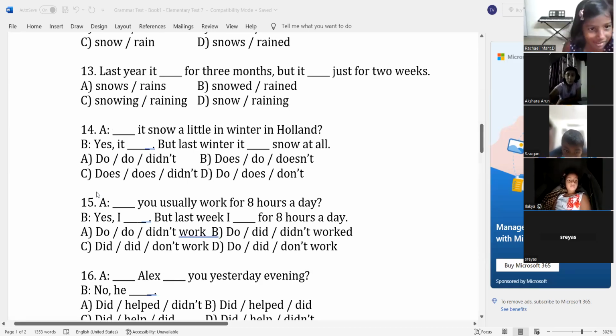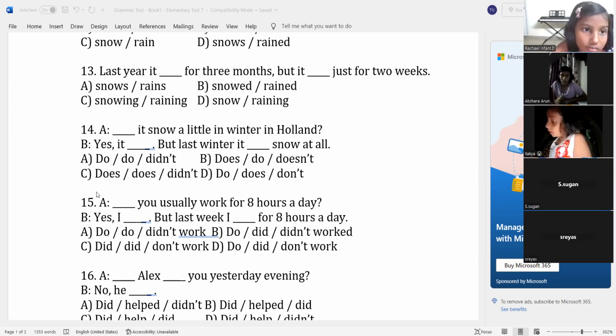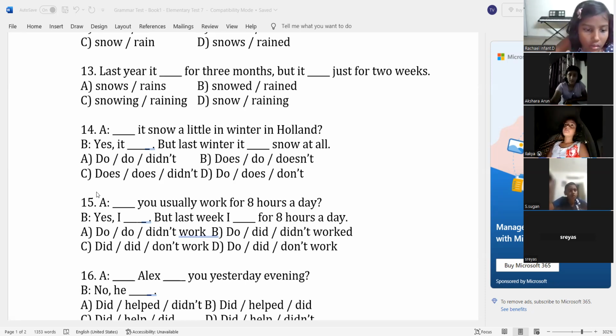A. Do you actually work for 8 hours a day? B. Yes, I do, but last week I didn't work for 8 hours a day. Everyone work on it. It's going to be an important worksheet. A. Superb answer. Read it out now. Do you actually work for 8 hours a day? Yes, I do. But last week, I didn't work for 8 hours a day. Last week alone is simple past. The previous one is simple present. Do you usually work? Yes, I do. Super answer. 15. Thank you, sir.